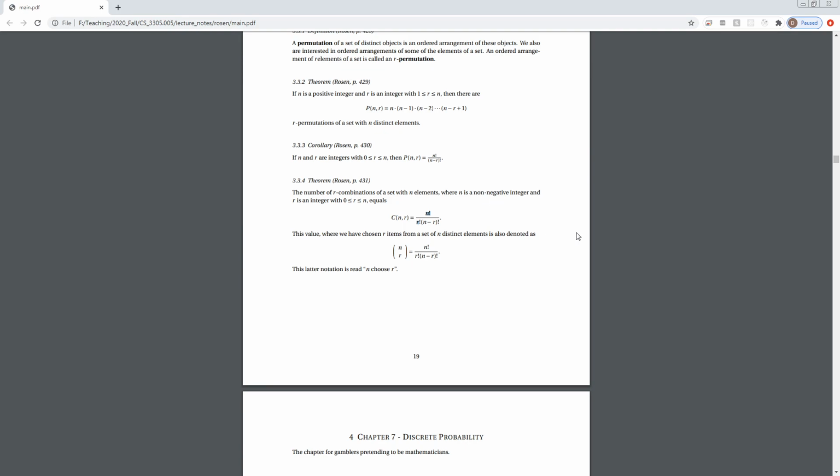Yeah, sorry. We just wanted to know how many different combinations there were in choosing these R elements from there, right? So we didn't care about order, but yeah. Okay.